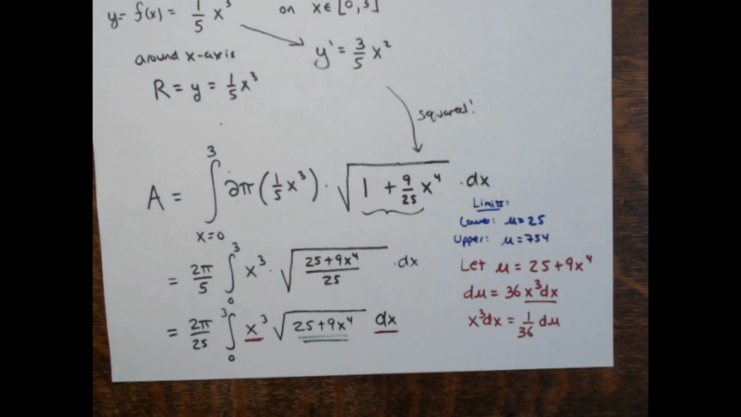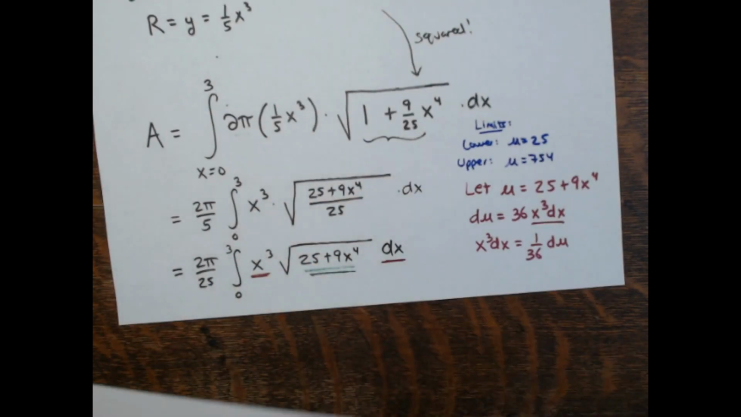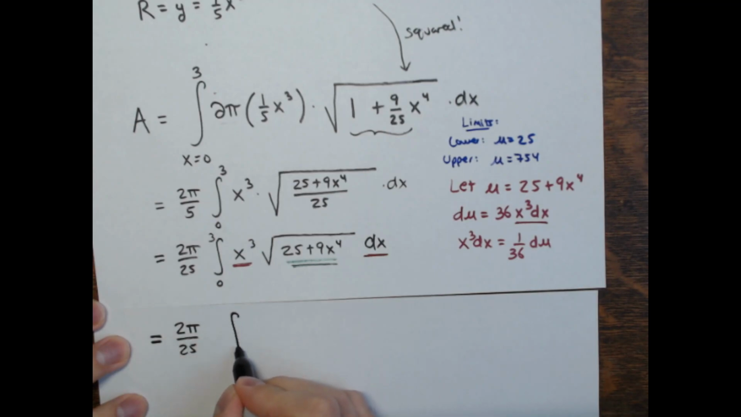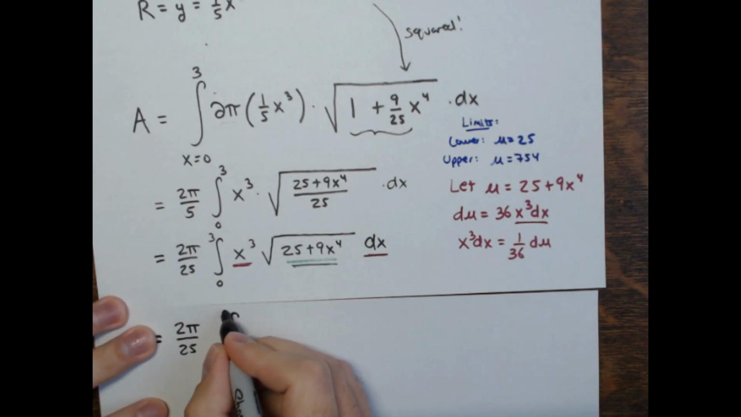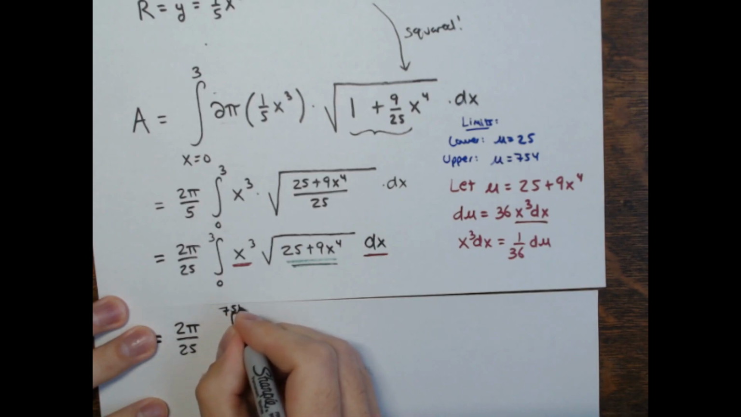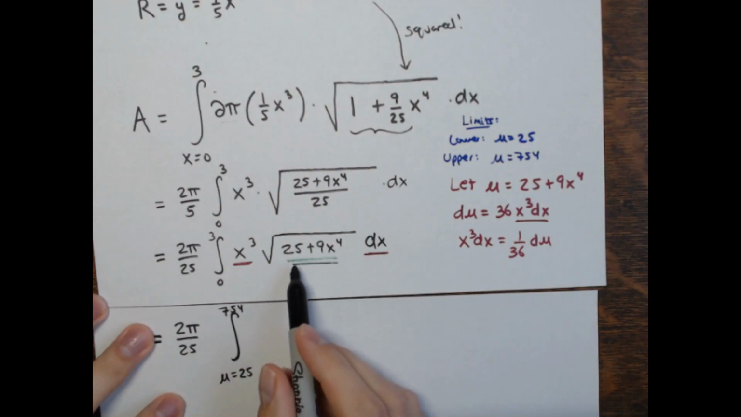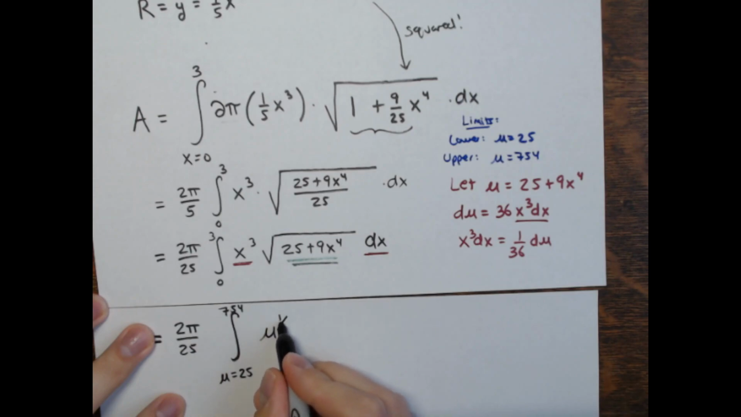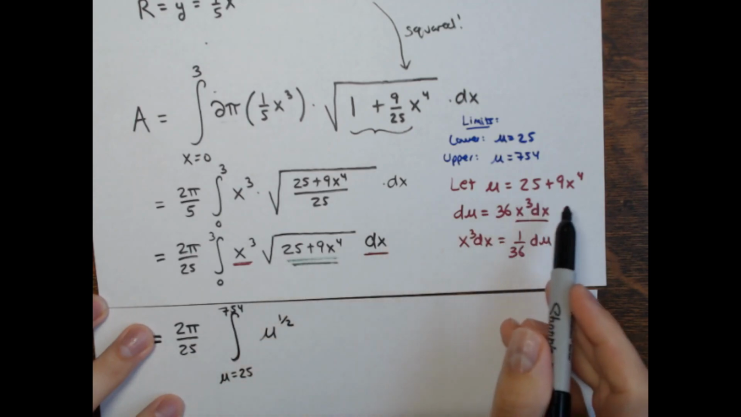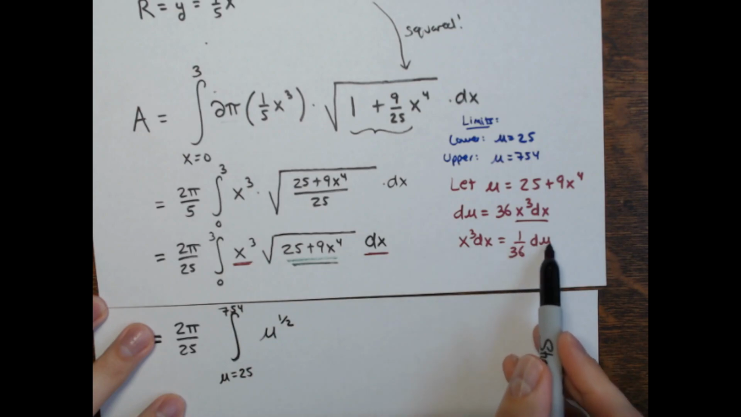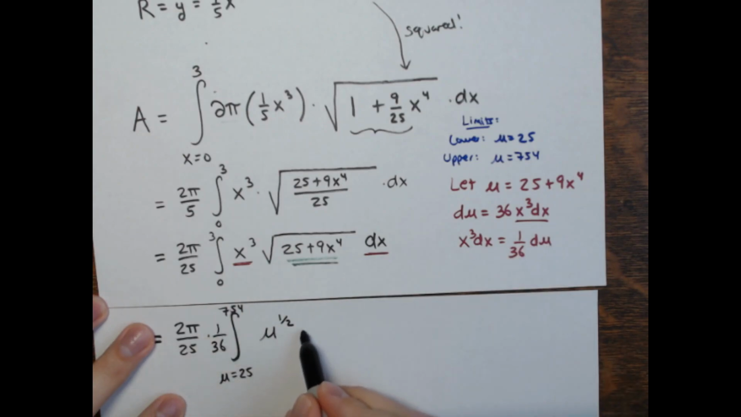Right, so I'm going to make all these replacements: the limits and all the x stuff with the u stuff. Okay, so we've got 2 pi over 25, that's still out there. Integral from u equals, remember the new lower limit is 25, new upper limit is 754. And that's 729 plus 25. And here we have the square root of u, so u to the half, instead of 25 plus 9x to the fourth. That got replaced by u. U to the half. And then the rest of it, this x cubed dx, we said was 1/36 du, and I'm going to pull the 1/36 outside.